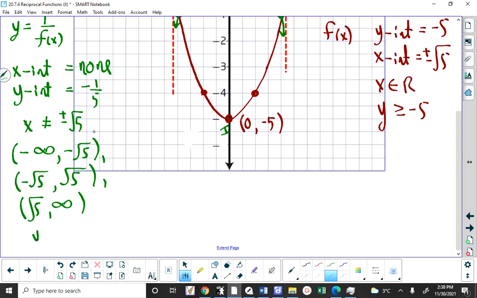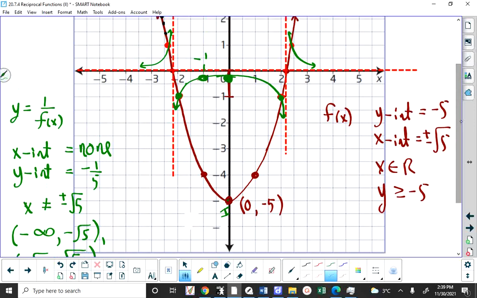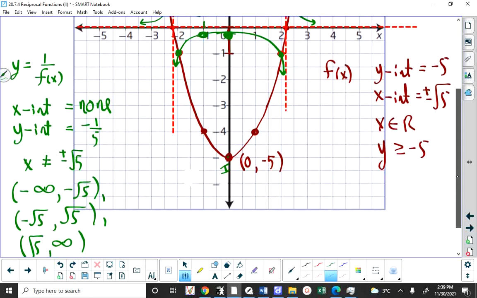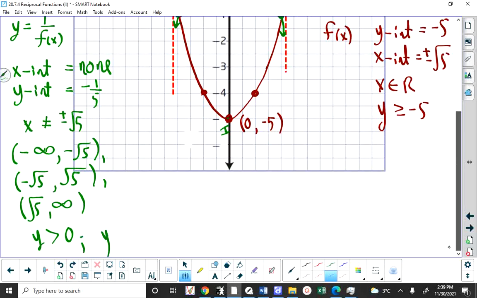The range, oh, that's a tough one. This is a tough one. And maybe we're doing the range here just to keep our brains sharp. When you look at the green graph, y is always greater than 0. It's above the x-axis. It can never equal 0. But we also have this part down here where y is less than or equal to -1/5. That's a weird range. There's two pieces to the range. There's the piece above the x-axis and there's the piece below the x-axis.